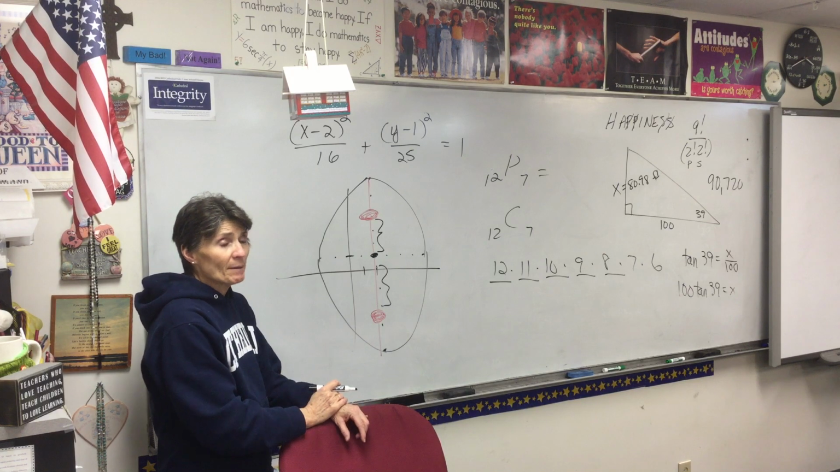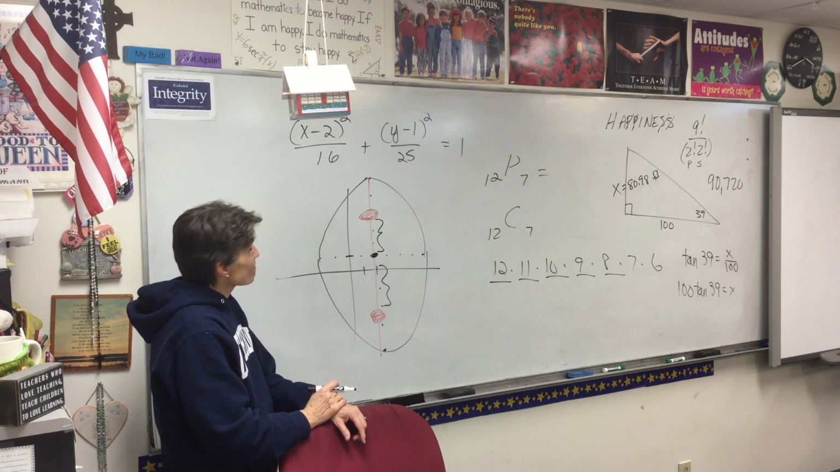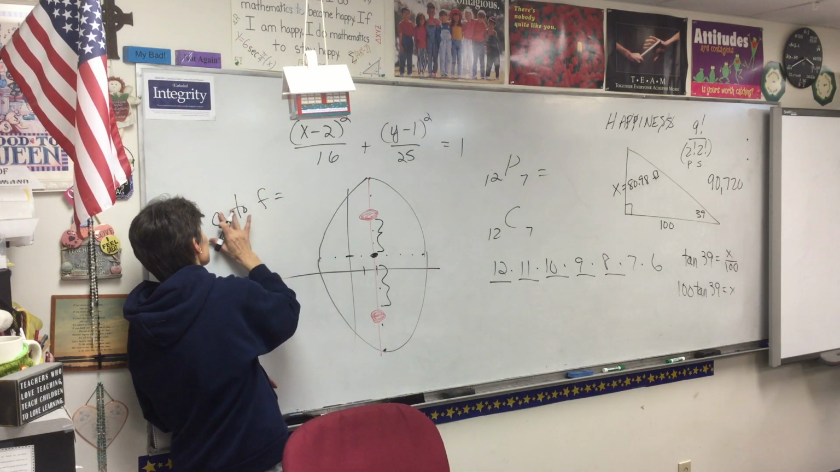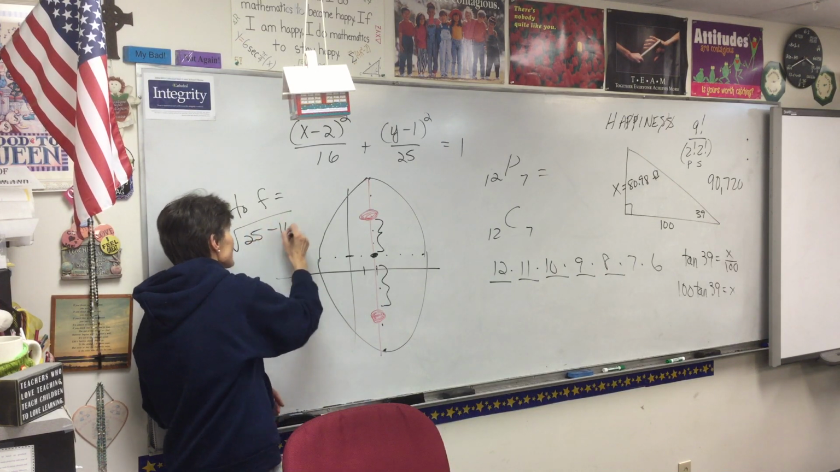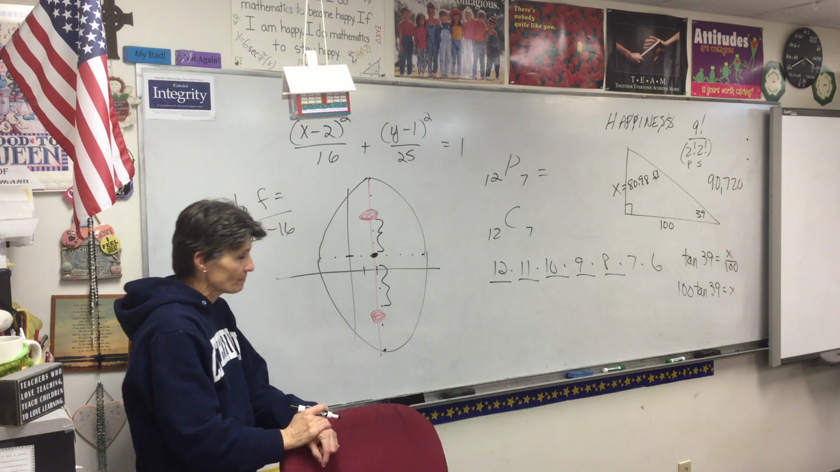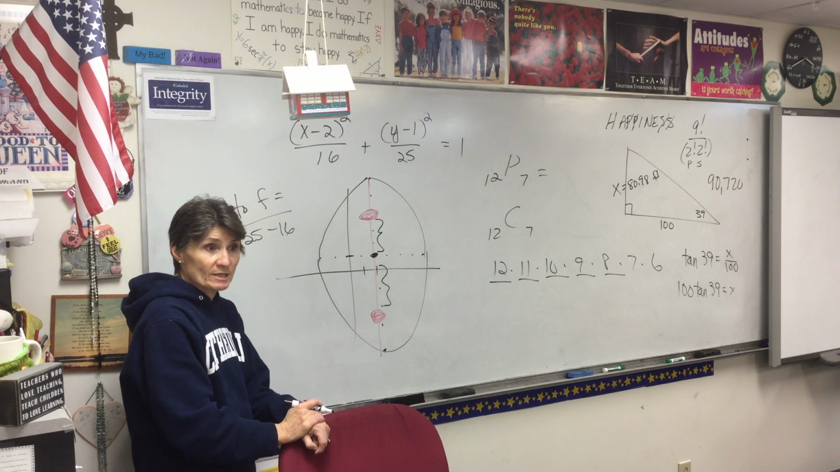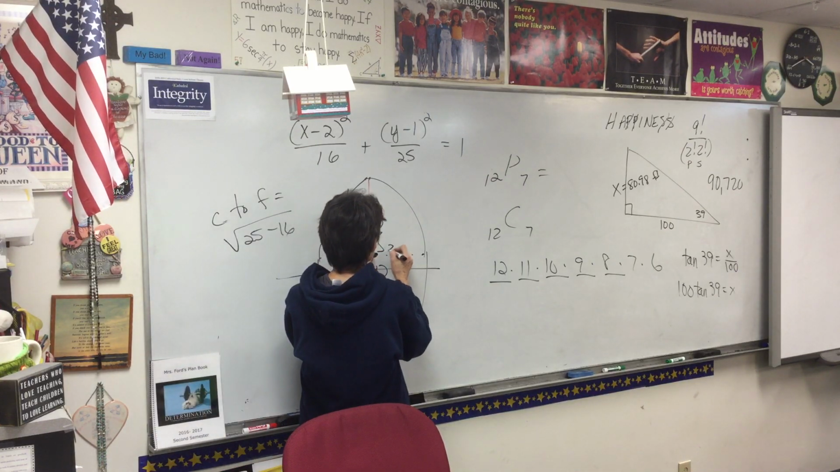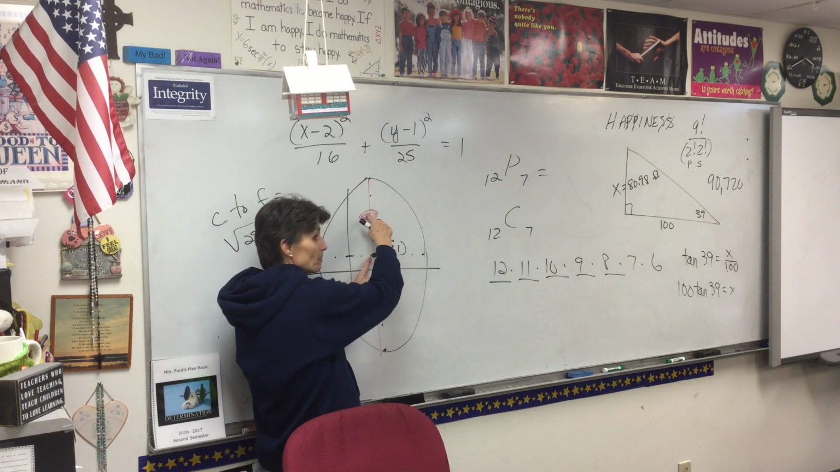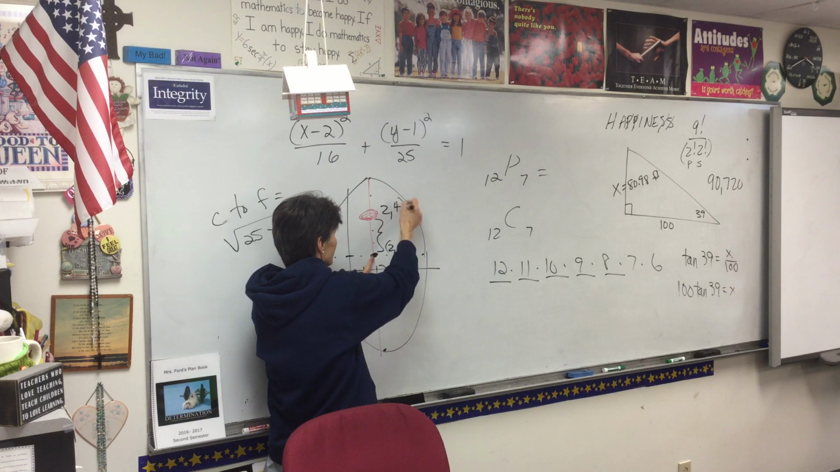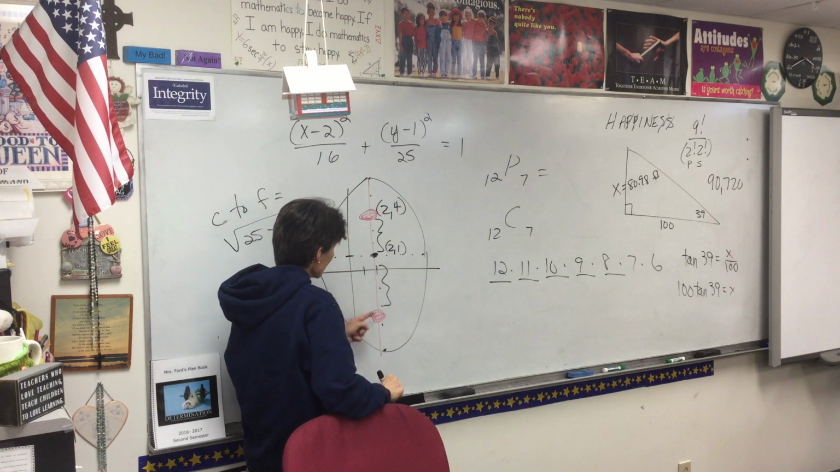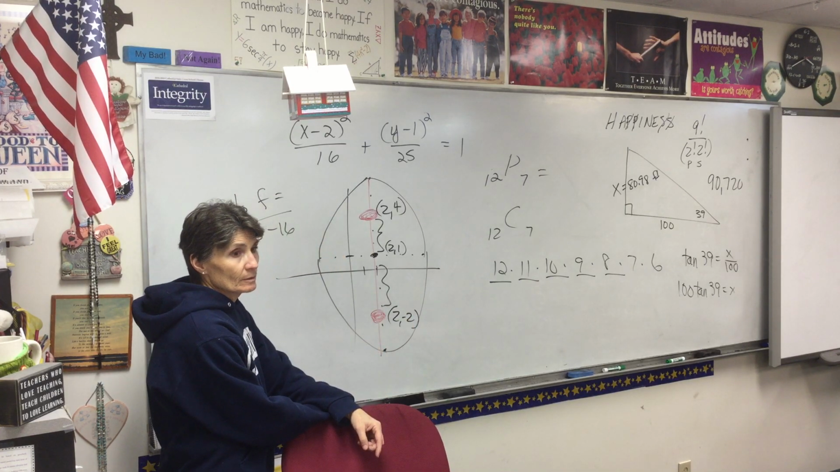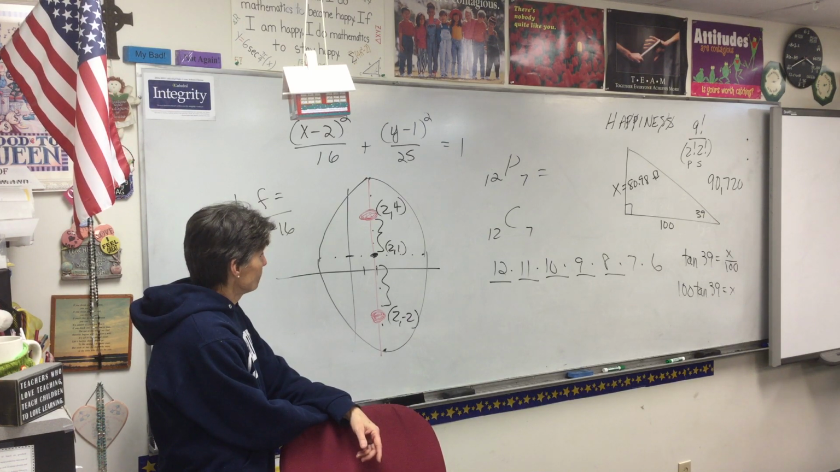Do you do the square root of 16, or 25 minus 16? That's exactly what you do. The center to the focus is the square root of 25 minus 16. So I'm going to subtract my denominators and take the square root. This one works out nicely. We get 3. So you start right here at 2, 1 and go straight up 3. That would be 2, 4. Then go straight down 3. So this would be 2, negative 2. That's it. Those are the foci.